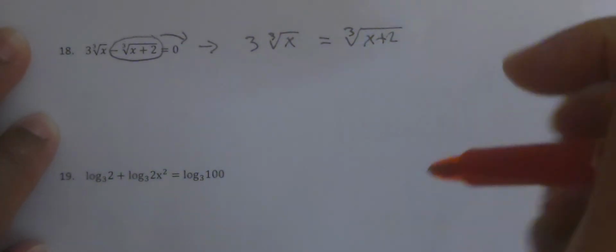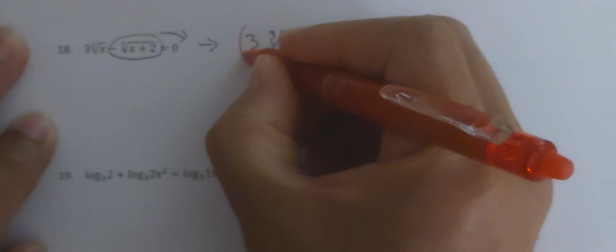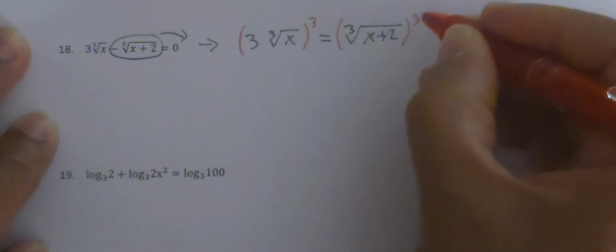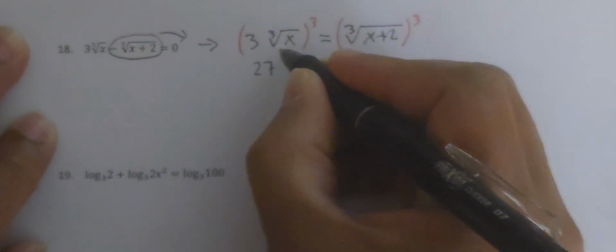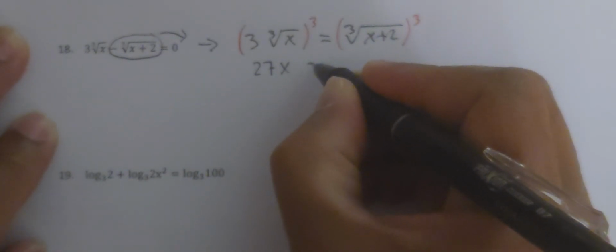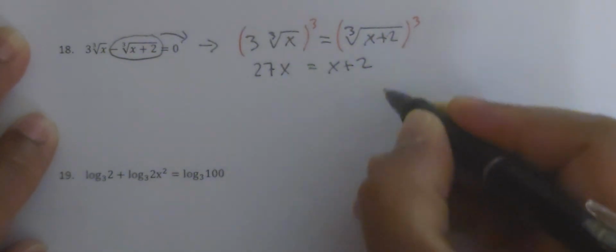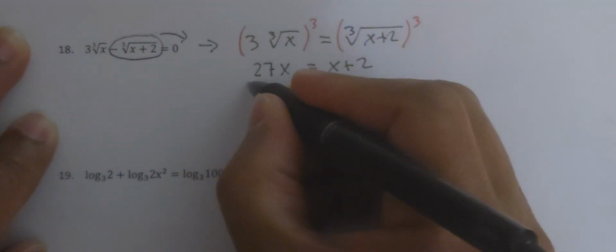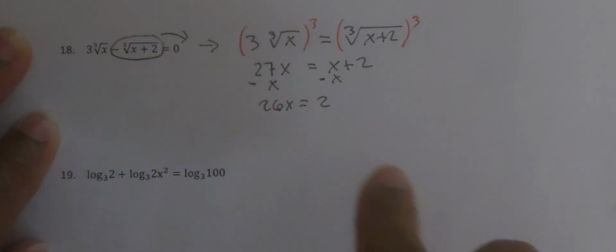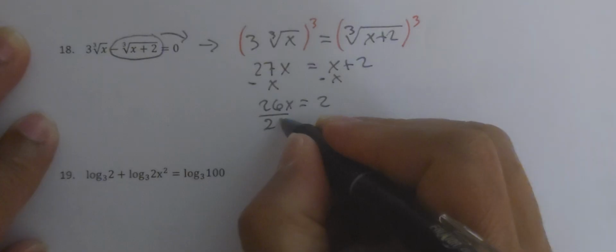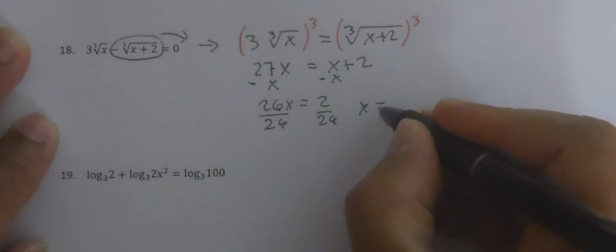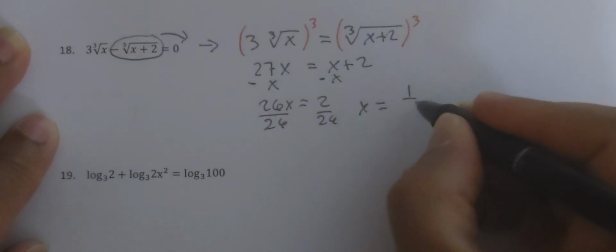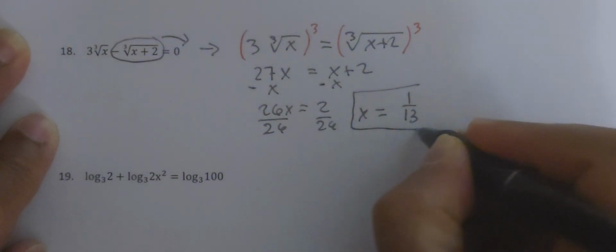I need to get rid of the radicals, or the cube roots. So I'm going to raise both sides to the third power. Then 3 cubed is 27, and the cube of the cube root of x is x, and this equals x plus 2. Then I'm going to subtract x from both sides, and it gives me this. Then I'm going to divide by 26 on both sides of the equal sign, and that gives me x equals 2 over 26. That's 1 over 13. So this is the solution to that equation.